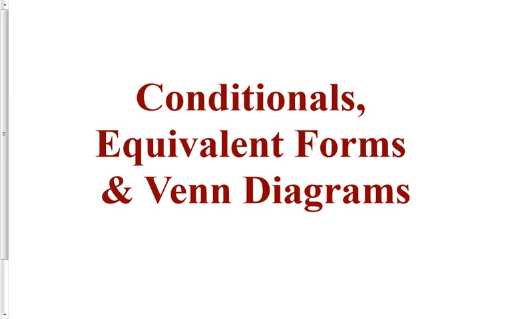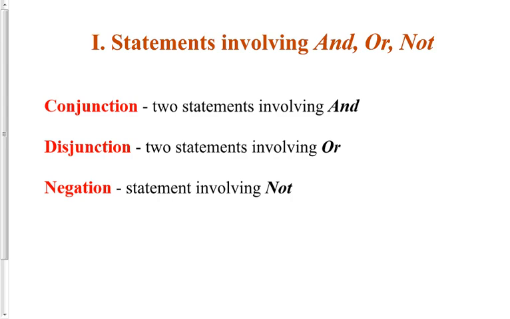This is actually some material that we're supplementing into our book. It's not a section in the book. So this section is called Conditionals, Equivalent Forms, and Venn Diagrams. So we're going to start with some vocabulary terms. Statements involving and, or, and not.